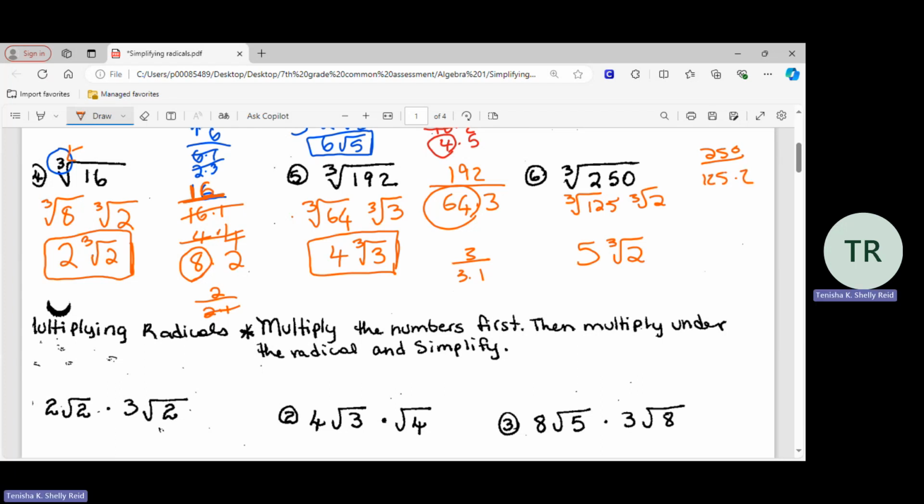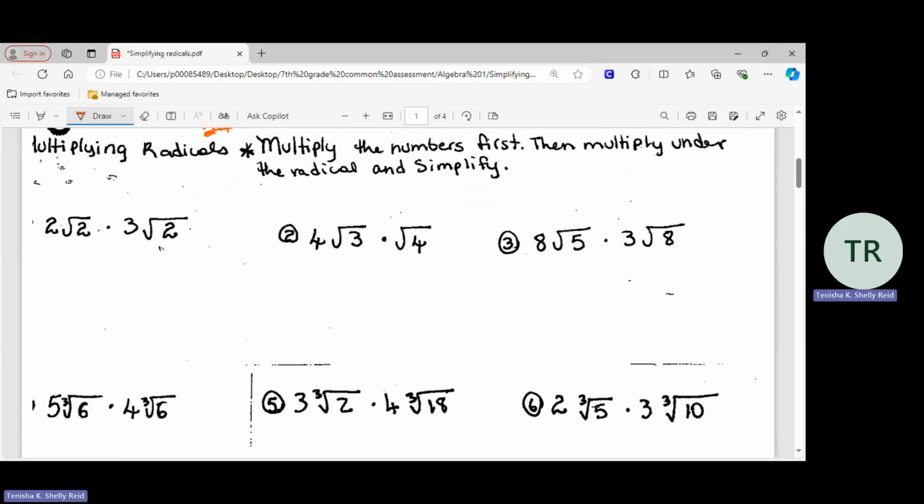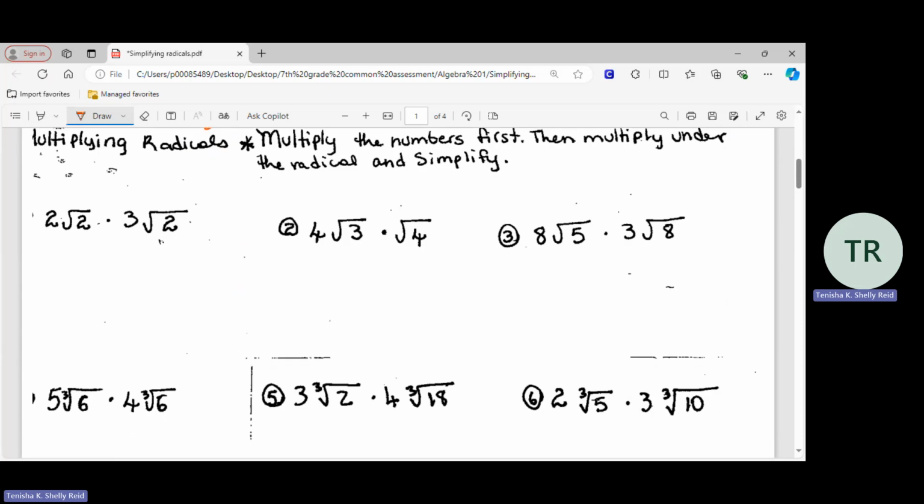All right, now let's talk about multiplying. How do we multiply them? When you multiply radicals, we're going to multiply the numbers first. Then we're going to multiply underneath the radical. Just like before, we're also going to simplify. All right, it can be done in a mixed order. So let's look at number 1. Number 1 is here.